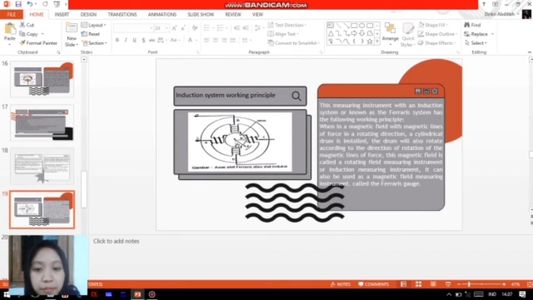Induction system working principle. This measuring instrument with an induction system, or known as the Faraday system, has the following working principle. When there is a magnetic field with magnetic lines of force in a rotating direction, and a cylindrical drum is installed, the drum will also rotate according to the direction of rotation of the magnetic lines of force. This magnetic field is called a rotating field measuring instrument or induction measuring instrument. It can also be used as a magnetic field measuring instrument called the Faraday scope.